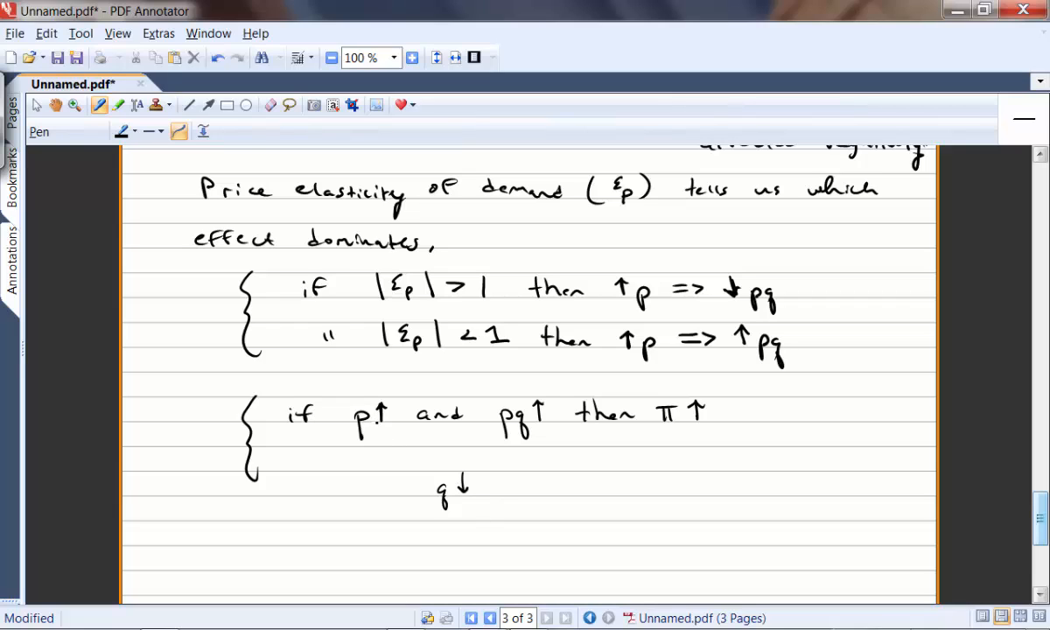So if the price goes up and the price effect dominated and revenue went up, then profit has to go up. Why? Because variable expenses went down, but revenue went up. Why do we know that variable expense went down? Well, because the quantity demanded went down. If the price goes up, quantity demanded has to go down. Therefore, V times Q has to go down. V is a constant, doesn't change. So, again, if the price goes up and the price effect dominated, such that the revenue went up, then we know profit went up, because the revenue went up and variable expenses went down. That's that.